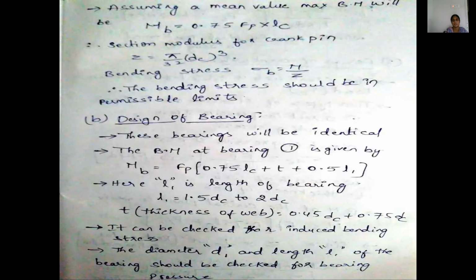In the design of bearing, these bearings will be identical, and MB is equal to Fp into 0.75 Lc plus t plus 0.5 L1, where L1 is nothing but the length of the bearing. L1 we can take as 1.5 Dc to 2 Dc. Like that, you will find out the thickness of the web. Thickness of the web is nothing but 0.45 Dc to 0.75 Dc. The procedure is the same for all the problems.